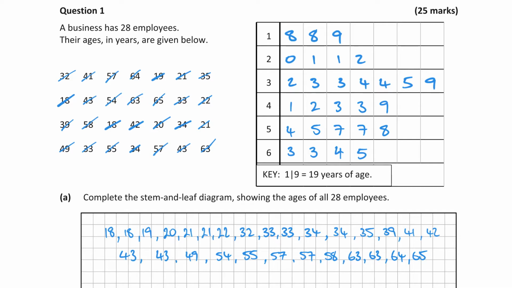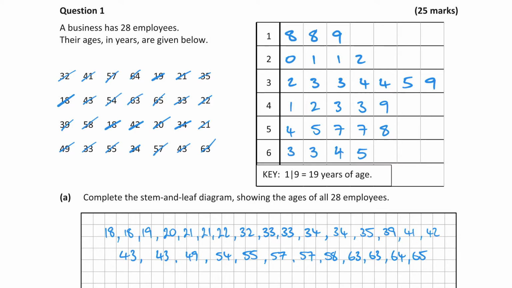Good practice after you finished is just to count that you've got the correct amount of information. So there's 28 employees, so there should be 28 ages inside here. So you've got 1, 2, 3, 4, 5, 6, 7, 8, 9, 10, 11, 12, 13, 14, 15, 16, 17, 18, 19, 20, 21, 22, 23, 24, 25, 26, 27, and 28.